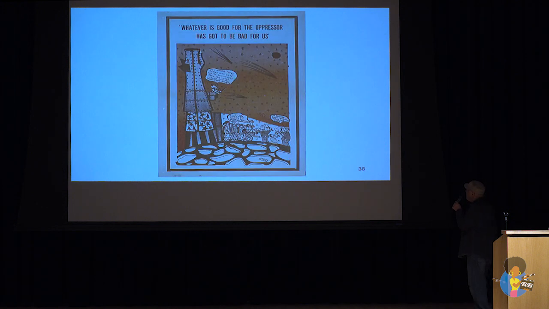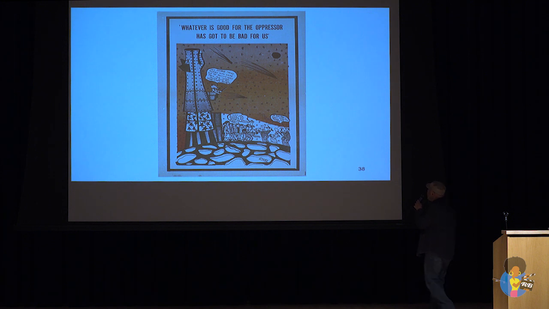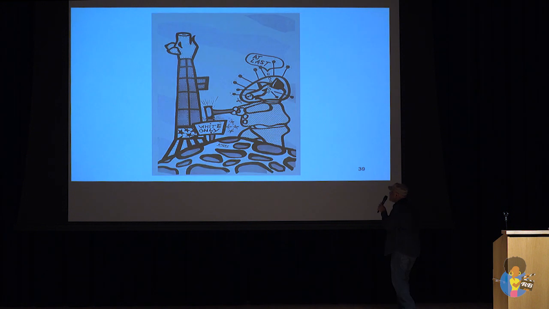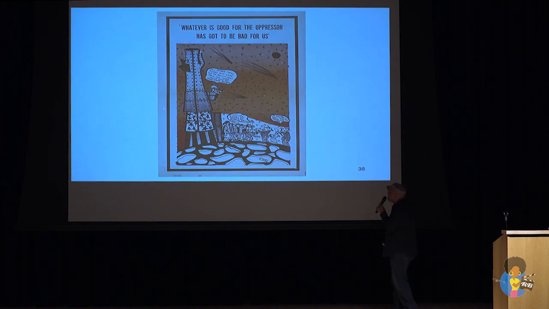Next, please. Here was one that was done when they had the unmanned Sputniks going up into space. And at that time, you had to be devil's advocate to think about what the possibilities of what this could possibly be about. And it says, whatever is good for the oppressor has got to be bad for us. And here you have the pig up on the deck of this pig ship. And he says, hey, handle them slaves with care. We're gonna need them for Mars, Pluto, and all those other planets.